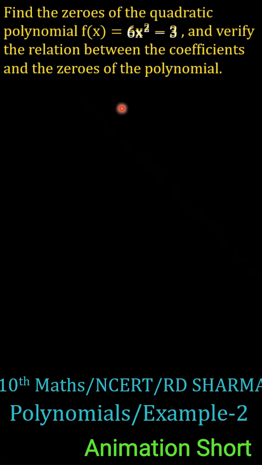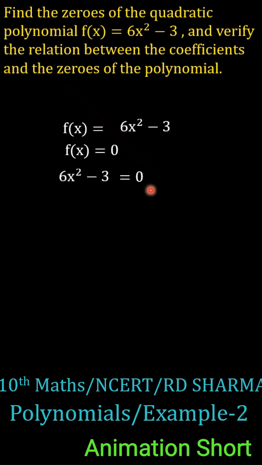In this question, it is given that f of x is equal to 6x square minus 3. To find the zeros, we take f of x equal to 0. So, 6x square minus 3 is equal to 0. Now, we look for the common factor. The common factor is 3. So, taking 3 as common, we get 3 into 2x square minus 1 is equal to 0.